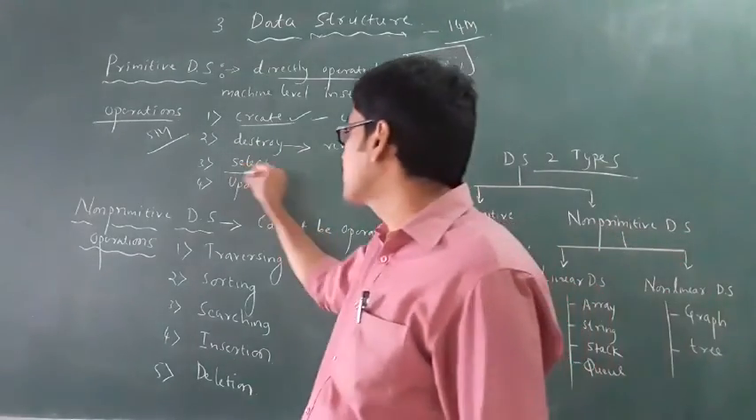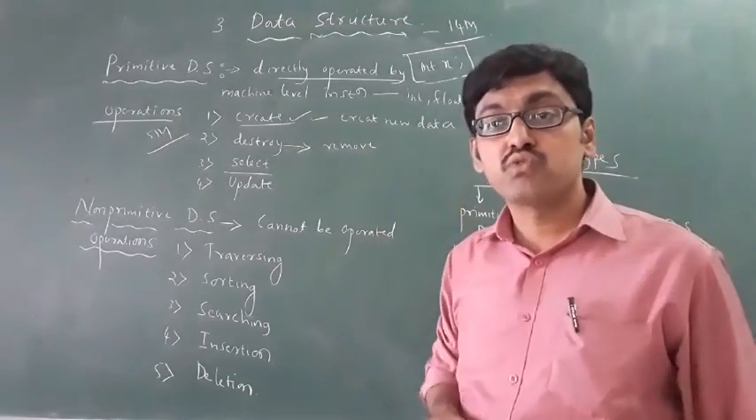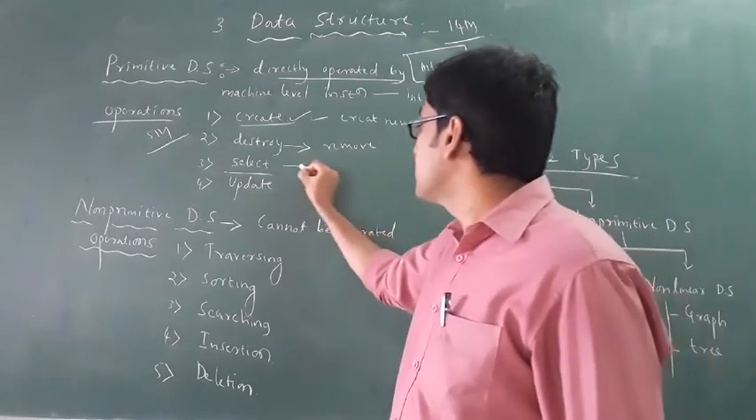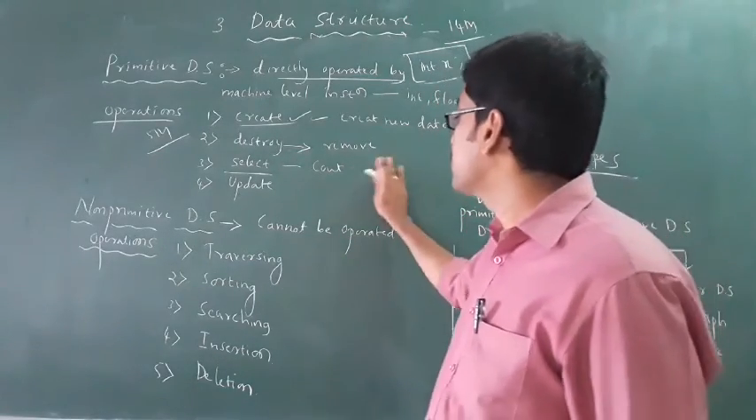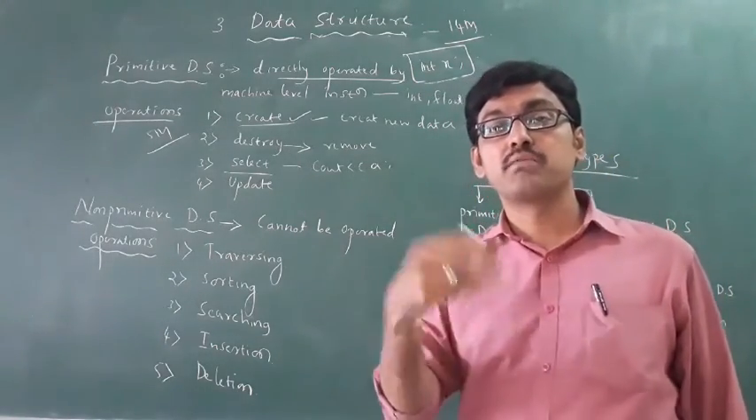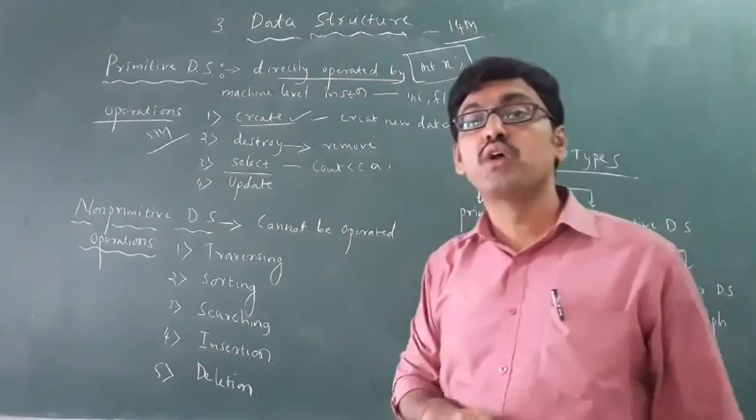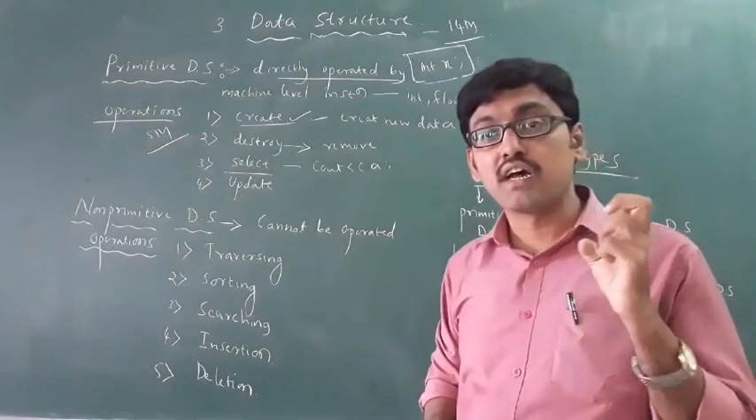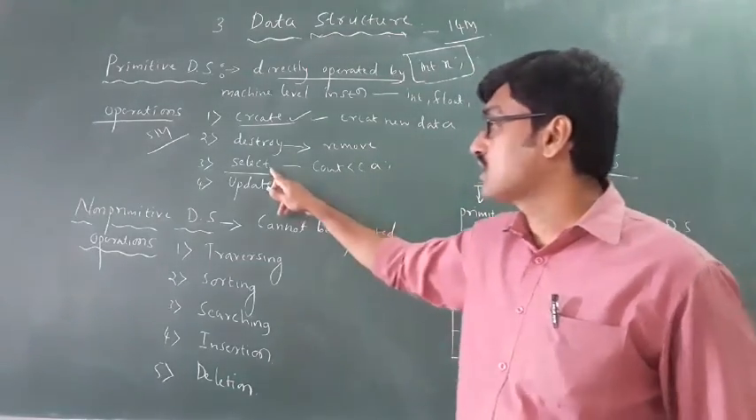Then the next one is select. The select operation is used for accessing data. How to access the data in a program? By using cin and cout. If you write cout, for example a, whatever data is stored in a will be displayed. Select operation is used for accessing the data in a program by using cout and cin statements. This is the select operation.